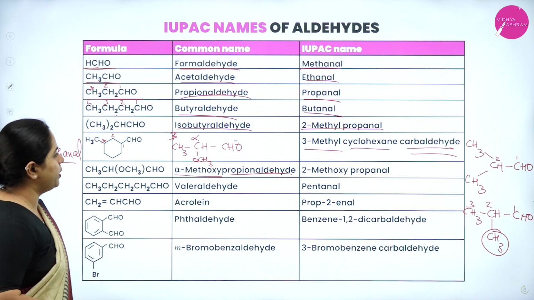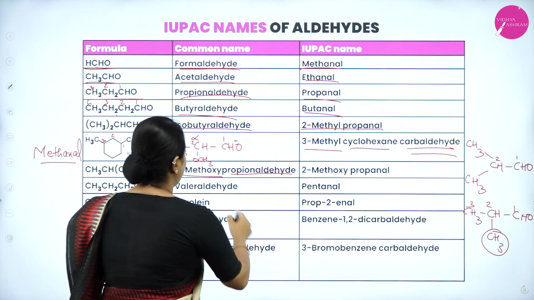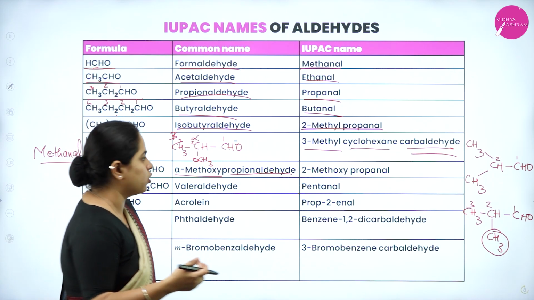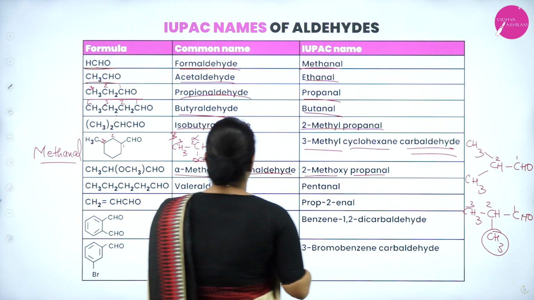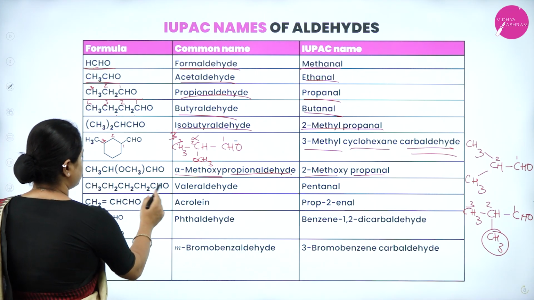Now what will be the IUPAC name of it? We are going to number it 1, 2, 3 according to IUPAC. So again, on the second carbon atom you have a methoxy group, so it will be 2-methoxy propanol. Clear? Okay, moving on to the next one, CH3CH2CH2CH2CHO.